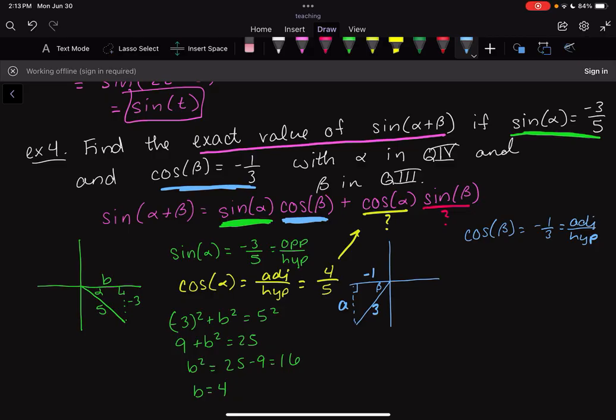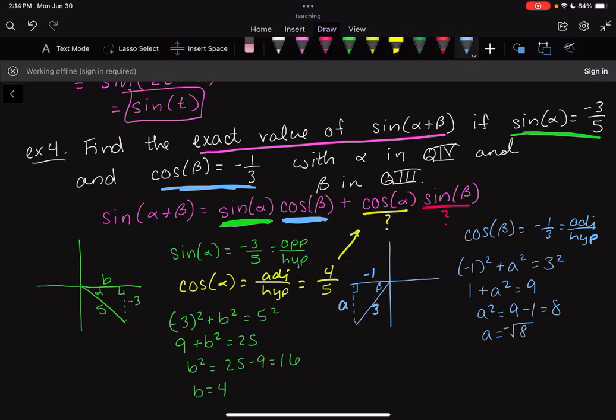B would probably be nicer since it's across from beta, but don't get too caught up in it. It's just the Pythagorean theorem. So negative 1 squared plus A squared is equal to 3 squared. So I get 1 plus A squared equals 9. A squared is equal to 9 minus 1, which is 8. Take the square root of both sides, so I get A is equal to square root of 8.